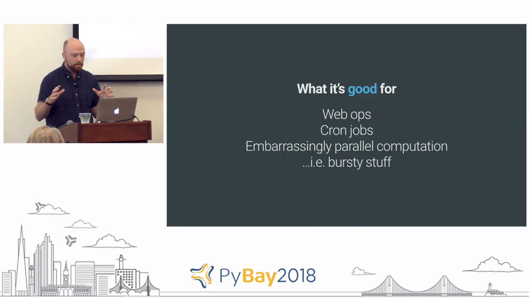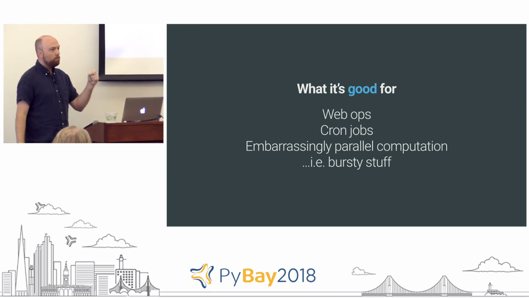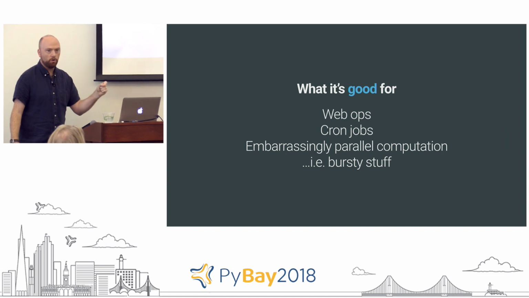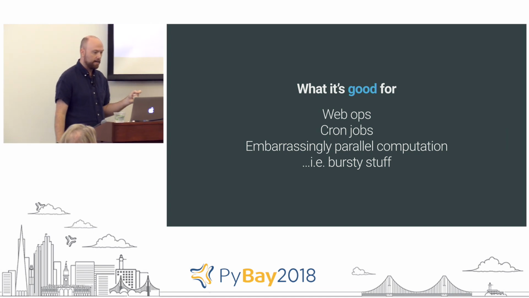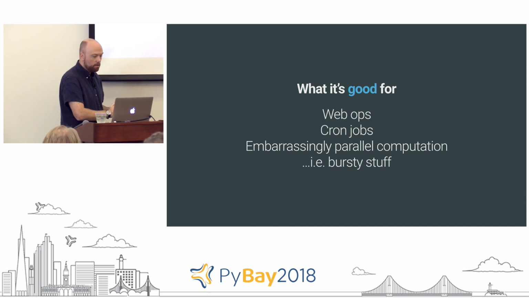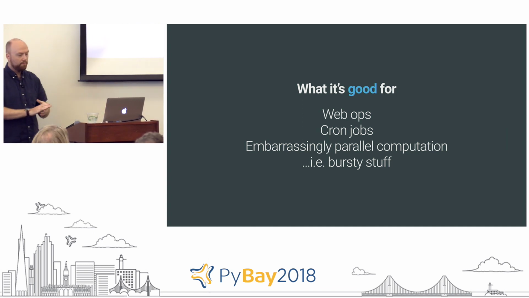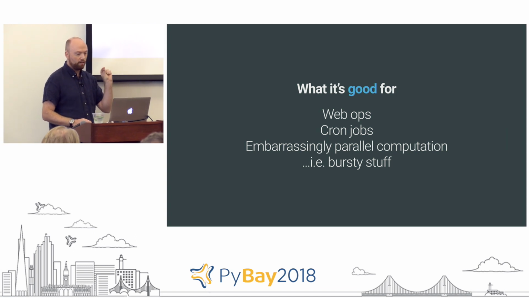And I want to give you some takeaway themes. So serverless is good for web operations on the cheap. We saw that. It's good for cron jobs, these kind of periodic recurring tasks. And we saw at length with PyWren that it's great for embarrassingly parallel computation. These three things have in common that they are bursty. And that burstiness is the reason they're cheap and a good fit for Lambda.